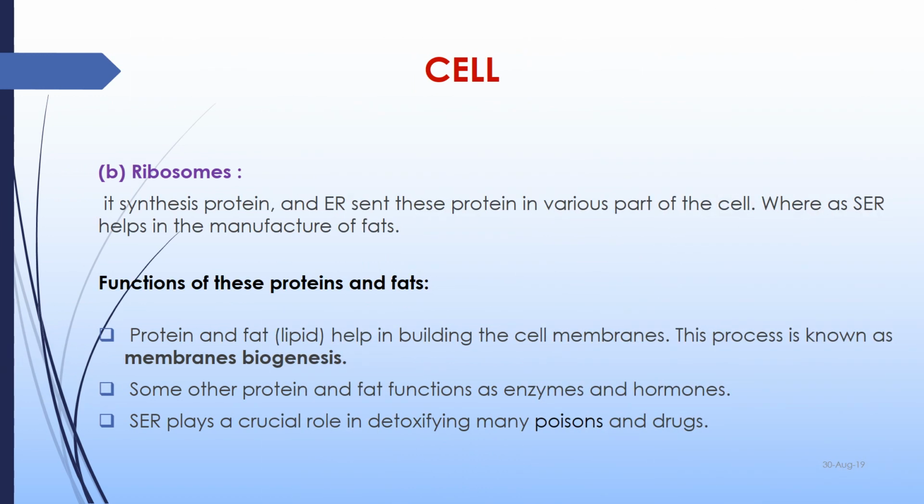B. Ribosomes. RER synthesizes proteins and sends these proteins to various parts of the cell, whereas SER helps in the manufacture of fats. Functions of these proteins and fats. Protein and fat, lipid, help in building the cell membranes. This process is known as membrane biogenesis. Some other proteins and fats function as enzymes and hormones. SER plays a crucial role in detoxifying many poisons and drugs.